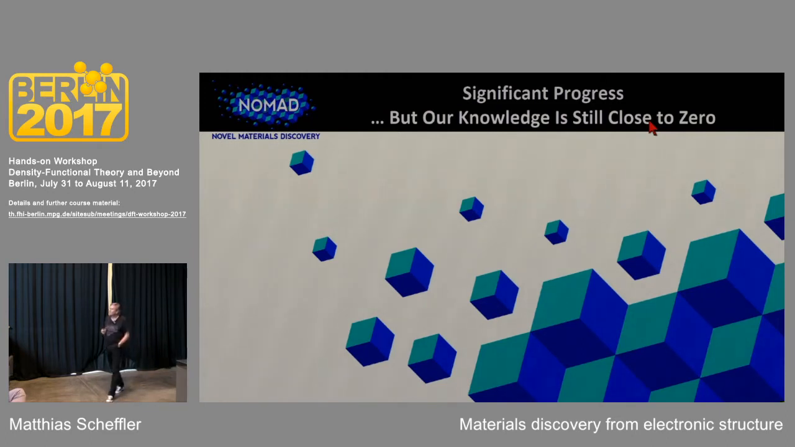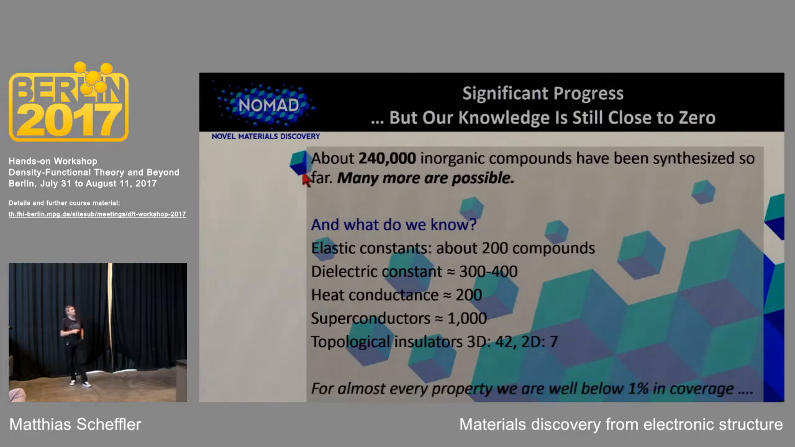We want to contribute to material science and engineering, but if we see what we know, there are 240,000 inorganic compounds that have been synthesized. But actually, it's also clear there must be many, many more materials which are possible if you really think what you can combine with different materials. But what do we know about these 240,000?